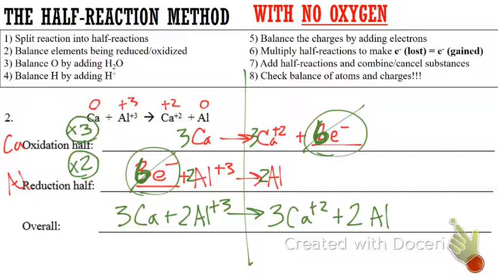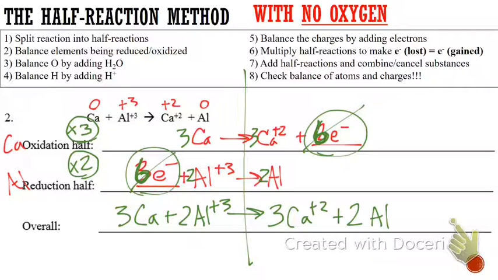Checking our charges, I have 2 Al3+'s, that's a positive 6 charge, and 3 Ca2+'s, that's another positive 6 charge. So my charges are equal, my atoms are equal. I've got 3 calciums and 2 aluminums on each side. So this is done and correct.